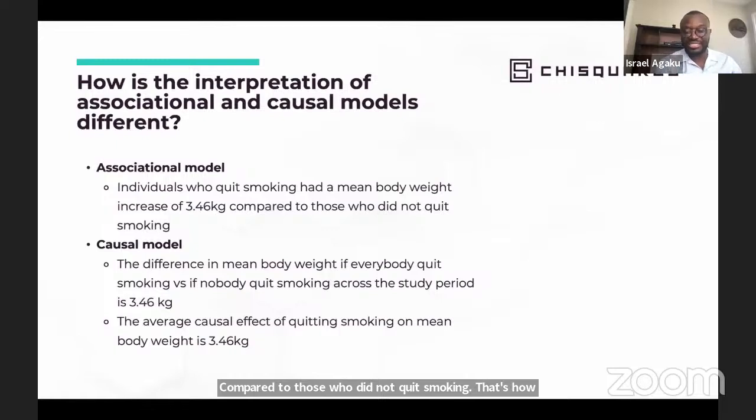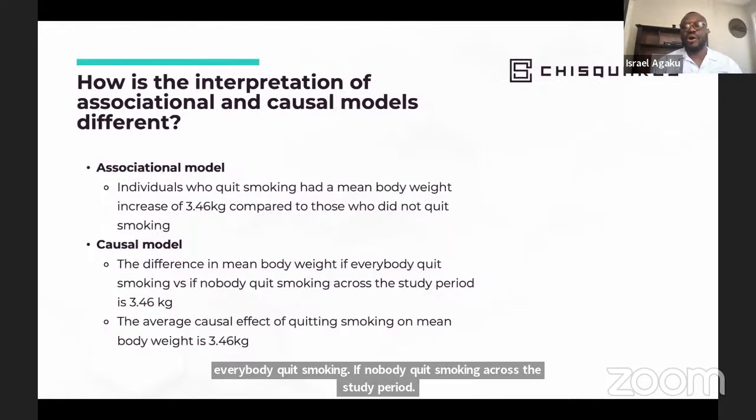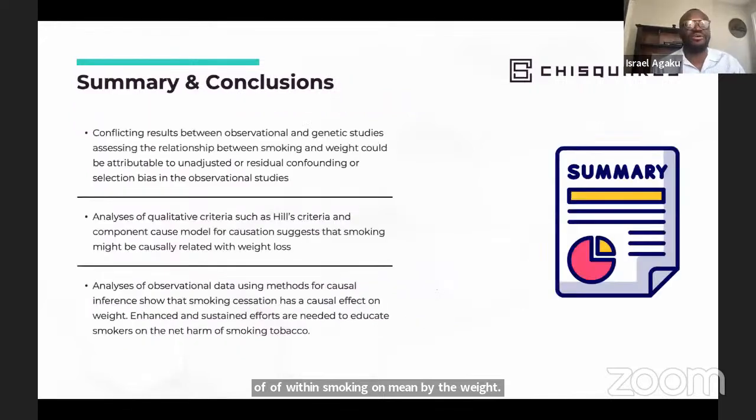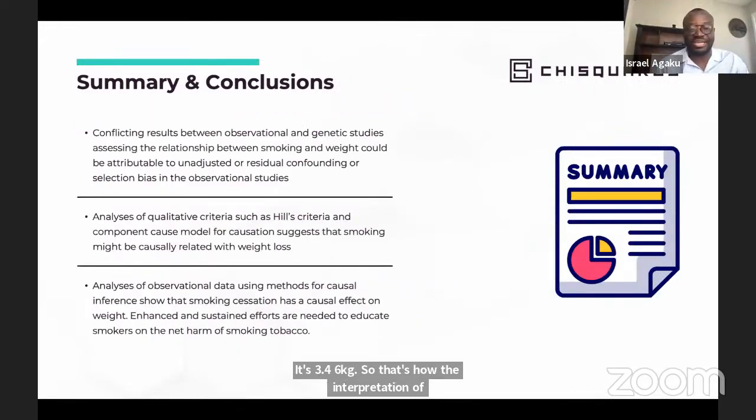However, for causal models, it's quite different. We would say the difference in mean body weight if everybody quit smoking versus if nobody quit smoking across the study period is 3.46 kilograms. Or you can say the average causal effect of quitting smoking on mean body weight is 3.46 kilograms. So that's how the interpretation of causal models is quite different from that of associational models.